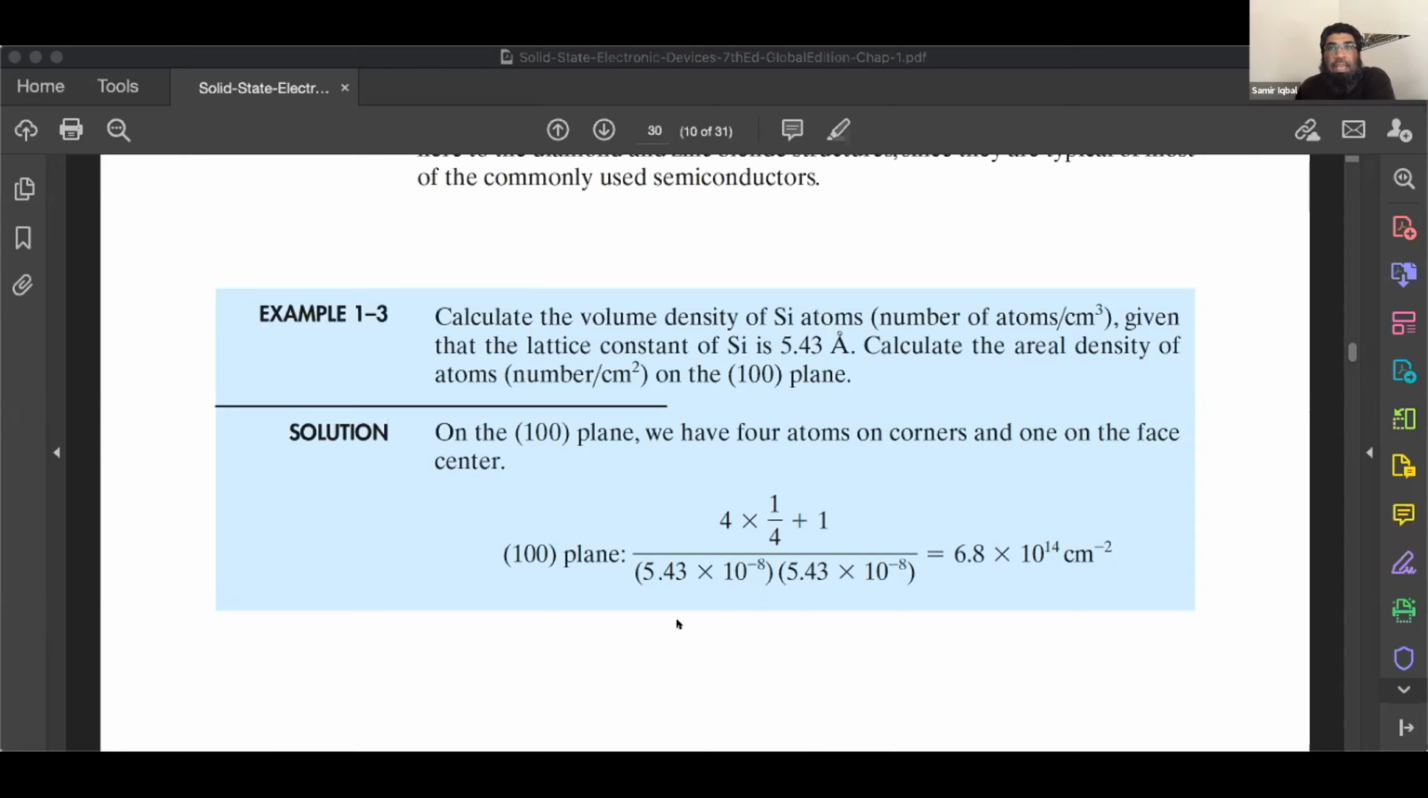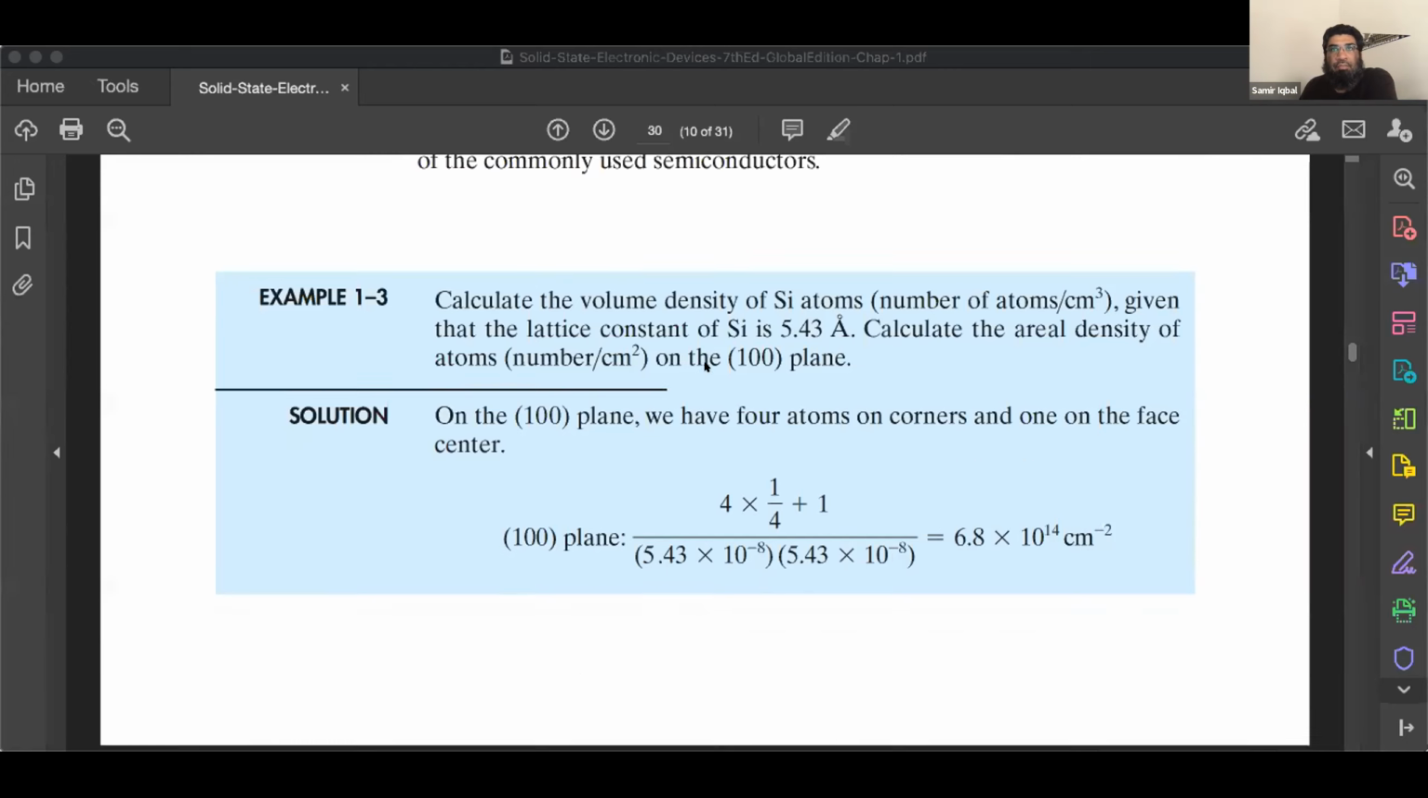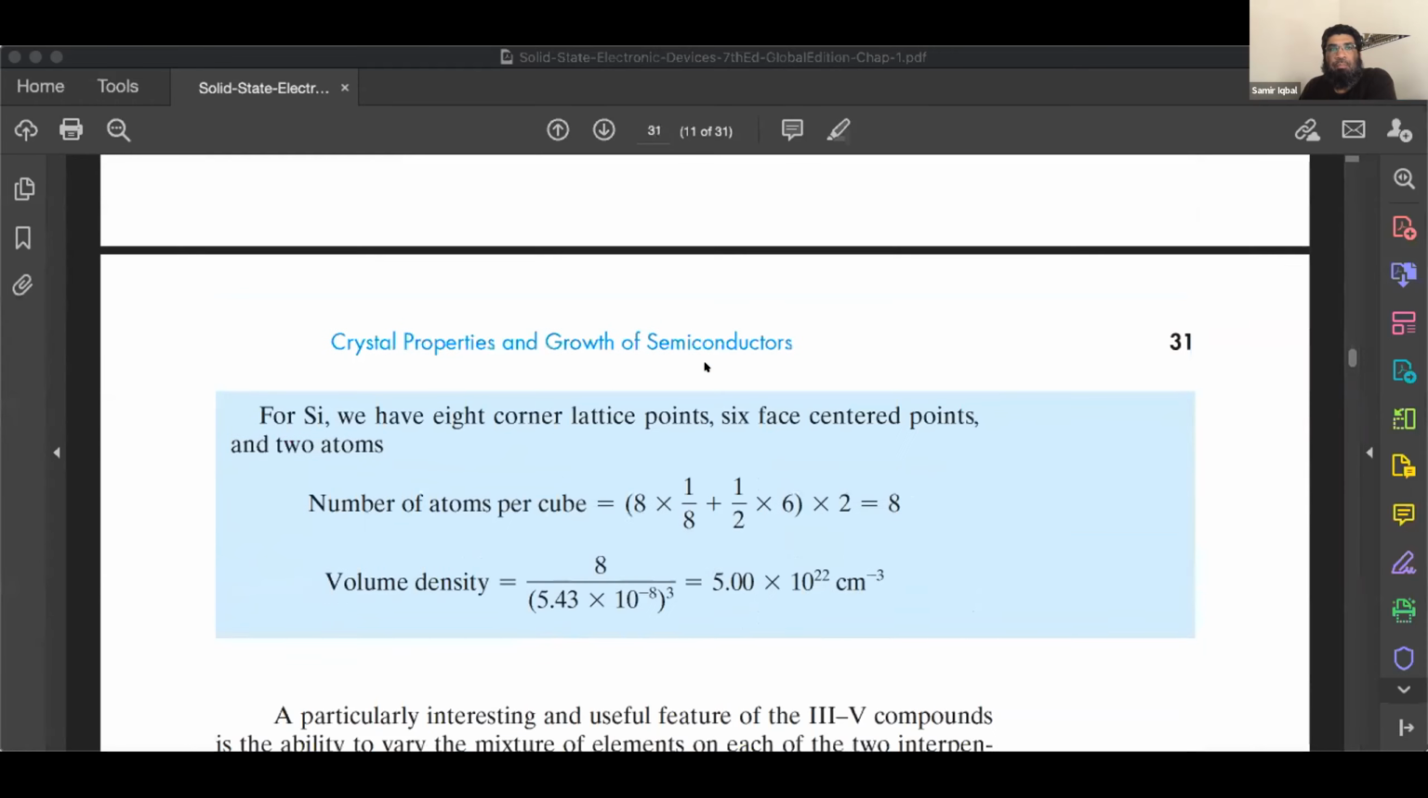And trust me, we have exactly 6.8 times 10 raised to the power 14 atoms in 1 centimeter square in undoped silicon, what is given here, in the 100 plane. If you pick another plane, then we have to do the calculation again, right? All right, fantastic. So now we go to the volume.